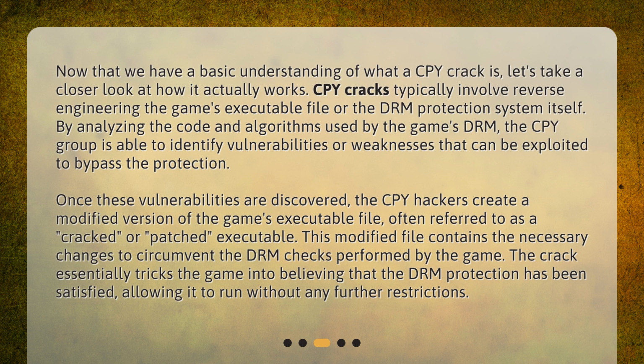Once these vulnerabilities are discovered, the CPY hackers create a modified version of the game's executable file, often referred to as a cracked or patched executable. This modified file contains the necessary changes to circumvent the DRM checks performed by the game. The crack essentially tricks the game into believing that the DRM protection has been satisfied, allowing it to run without any further restrictions.